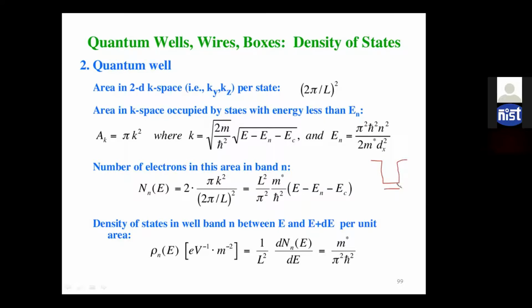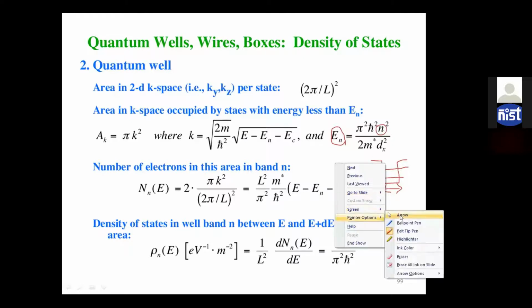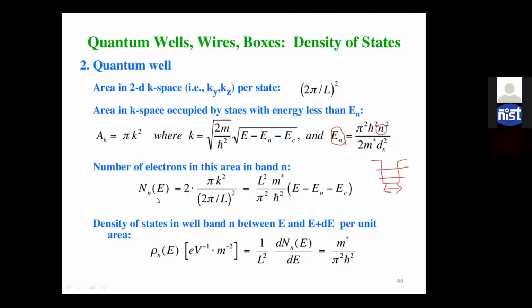If you change d_x, then the energy can be changed, because here the energy is confined, and it also depends upon n. For the basics, if you take n equal to 1, and then n equal to 2, the next energy will be 4 times, because it is n squared. Therefore, the number of electrons in this area will be given by the area divided by the 2D k-space state area, (pi by L) squared.